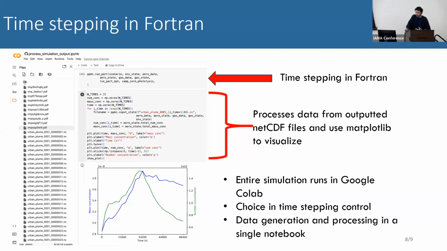The whole point of this is that we're bringing together all of the best tools to benefit users of PartMC. We use Fortran for computation, and we use Python for the user interfacing, and we get the best of both worlds. So the most important things from this slide are that the entire simulation is running in Google Colab. We have this choice in time-stepping control, and data generation and processing all happens in a single notebook. And you can imagine that this could be particularly helpful in teaching applications and peer review, since dissemination is very simple. Just send a notebook around.